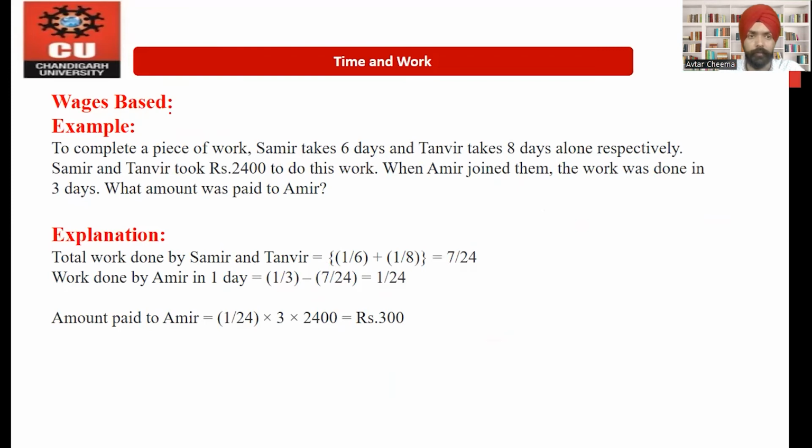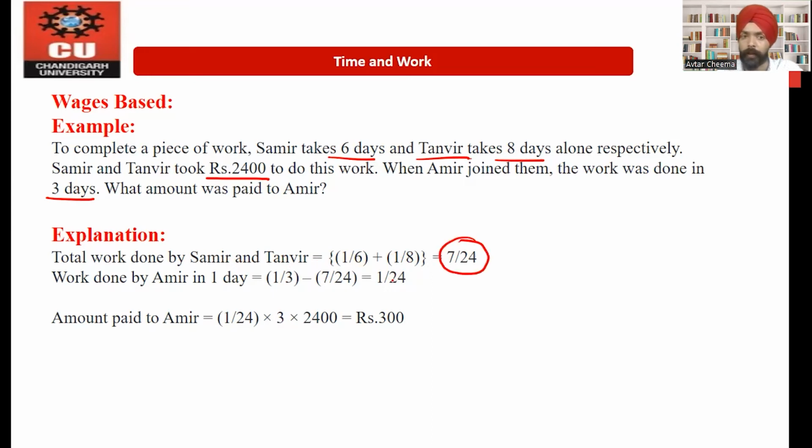Okay. And this is the base question. To complete a piece of work, Samir takes 6 days and Tanveer takes 8 days alone respectively. Samir and Tanveer took this money, 2400, to do this work. When Amir joined them, the work was done in 3 days. So first we have to find out how much work both are completing together, meaning how much work Samir and Tanveer complete in a single day. So 1/6 plus 1/8.